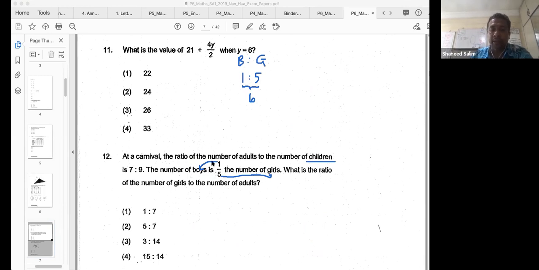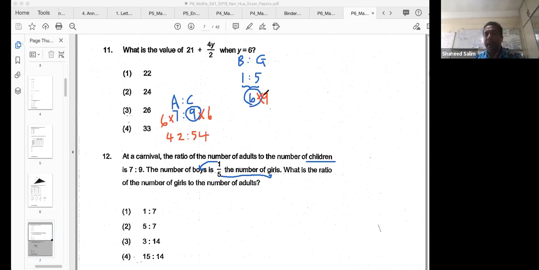Okay, let's see. Adults, they say adults to children, 7 to 9. Now I have a problem. My total units for children is 6 down here. My total is 9 down here. I need them to be the same so that I can compare adults to the rest. So that's why I go and multiply. I multiply to make the same number. So I multiply by 6. I multiply here by 9. And if I times 6 here, I must also times 6 here. So I get 42 down here is to 54.